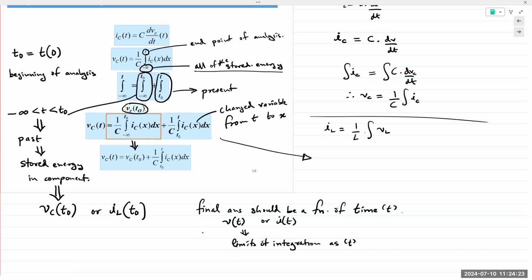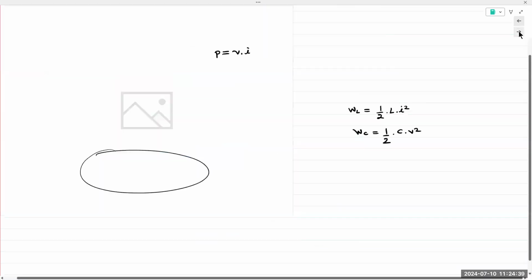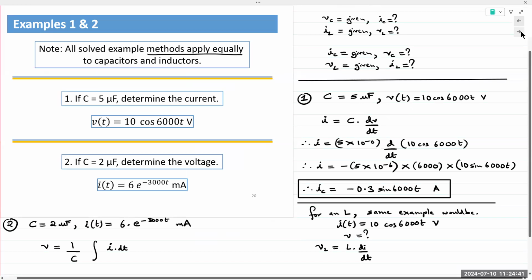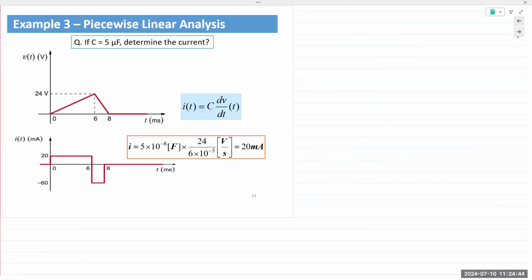Any questions from anyone? Did it all make sense? Hopefully. All right, let's go into examples 3 and 4.